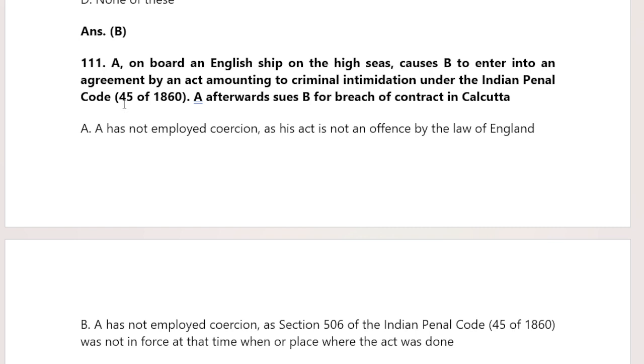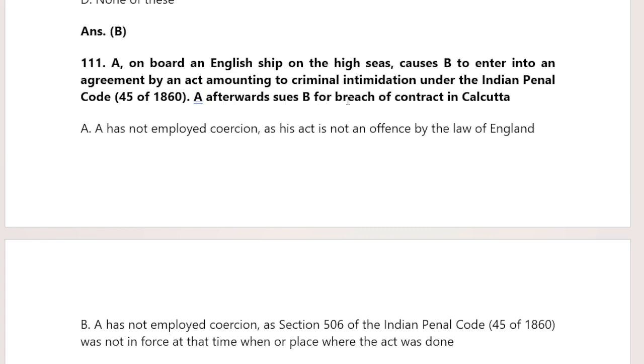And another question is: A, on board an English ship on the high seas, causes B to enter into an agreement by an act amounting to criminal intimidation under the Indian Penal Code, Act number 45 of 1860.